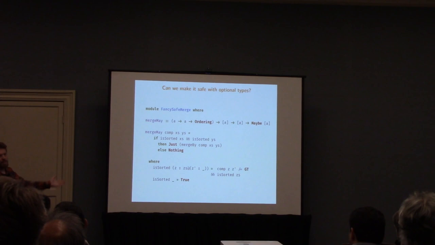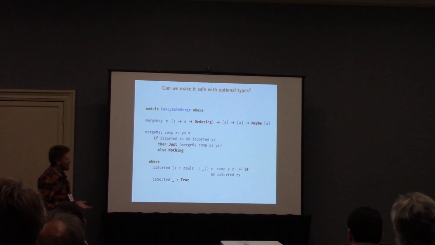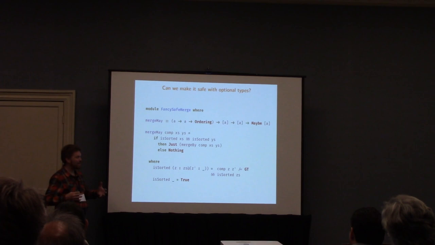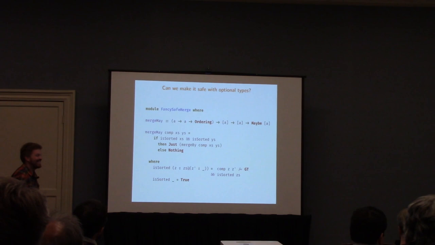So what's the problem with this function? It's not buggy, but conceptually, what's the problem with it? Performance? Yeah, right. We're doing all this extra work. We're walking through each of the input lists just to check that they're sorted correctly. And in the normal case, the user will have sorted the list correctly, right? So this is just extra work that we're doing for no real reason except to make this safer. The caller has to deal with that Maybe. Yeah, that's right.